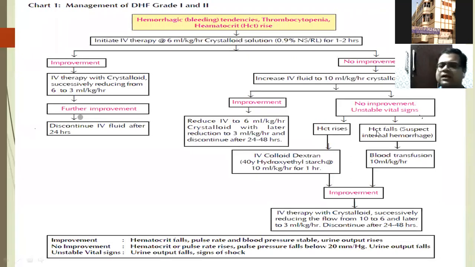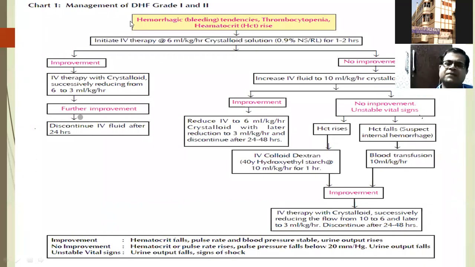And if you feel that the patient has no improvement and vital signs are unstable, and hematocrit falls, that means some source of internal bleeding is there. So you need to give a blood transfusion and again follow up. You can repeat a hematocrit after 2 hours if you are not able to assess the improvement or deterioration of the status of the patient clinically. After 2 or 3 hours, you can repeat a hematocrit. If you are able to assess the status clinically, you do not need to repeat it. But if there's no improvement, then you must repeat it within at least 4 hours to decide whether you need to give the colloid or the blood transfusion.